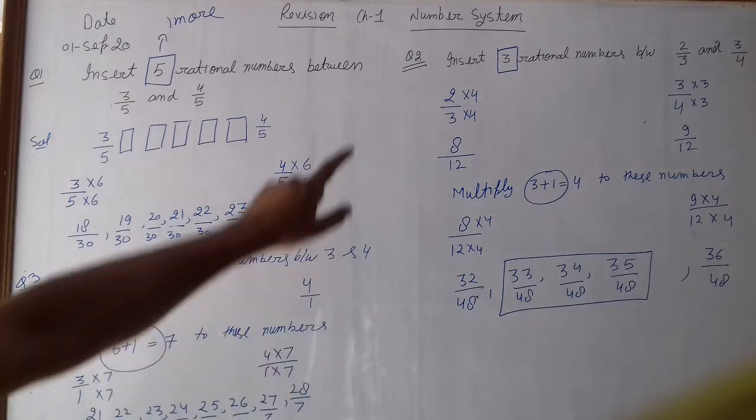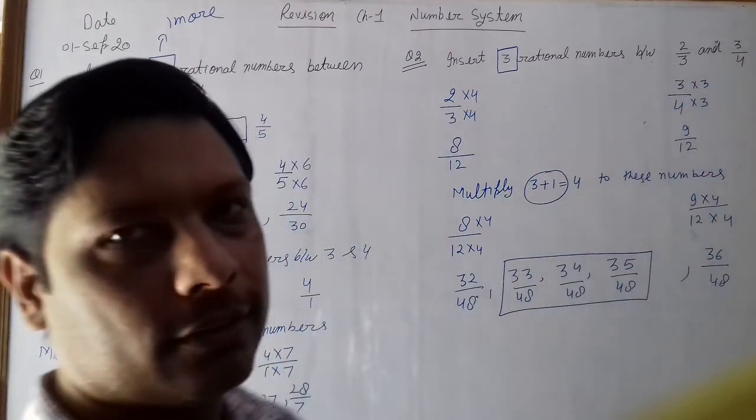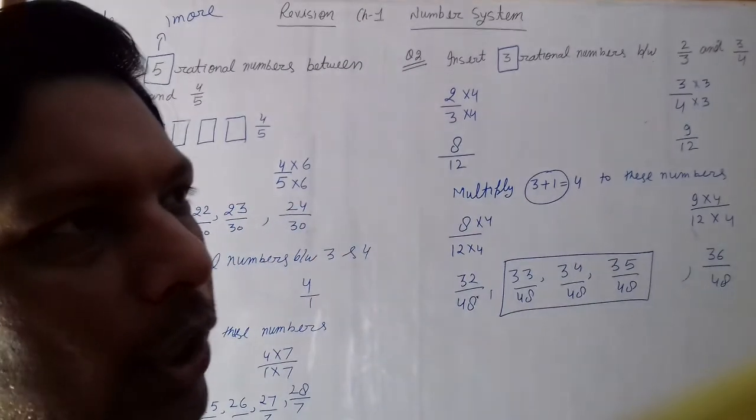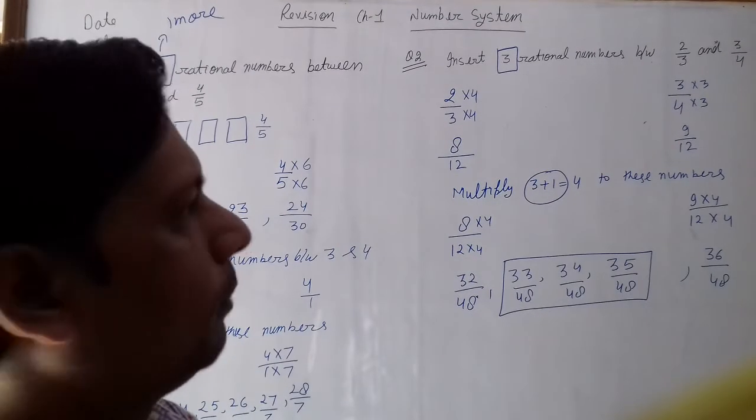Right, students? In this question, you are seeing here the denominator is different. 3 and 4. So first we will equalize the denominator by cross multiplying. 4 is multiplied here and 3 is multiplied here. Right? Now see, 8 upon 12 and 9 upon 12. We will get the equal denominators by cross multiplying.